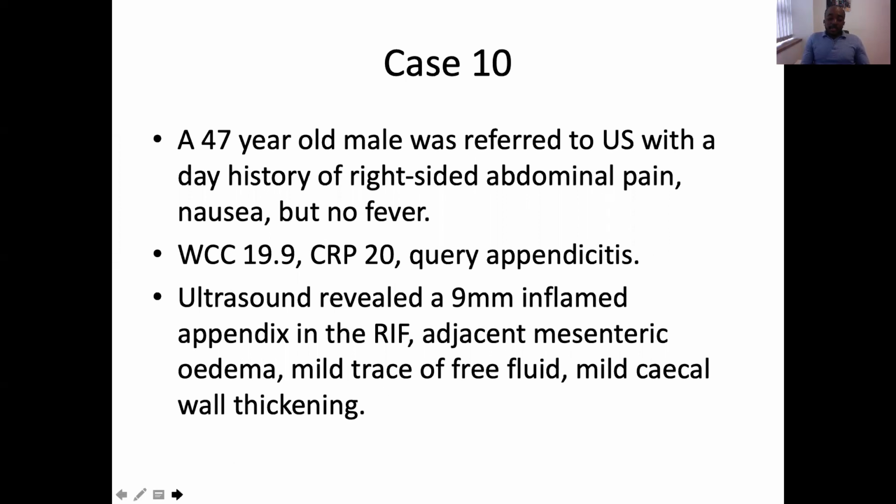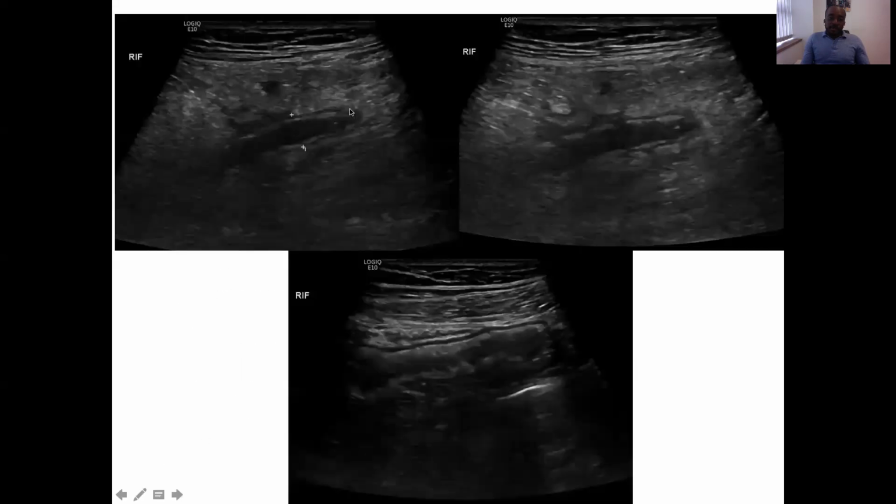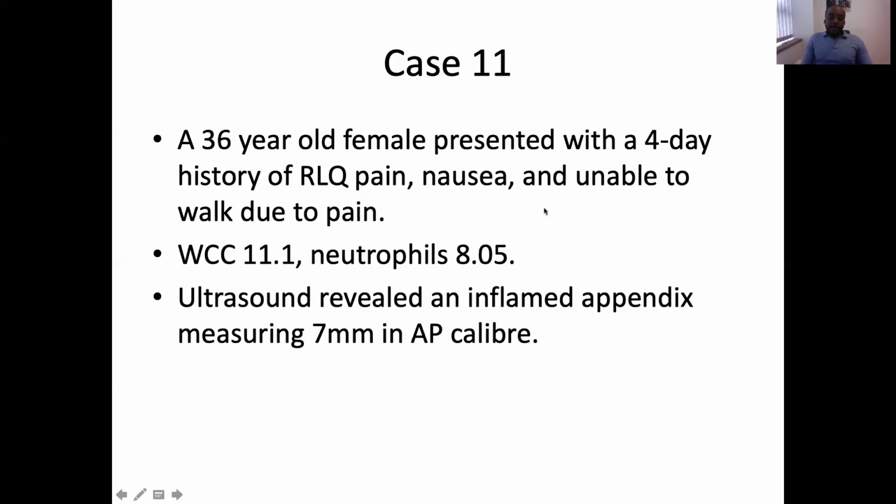fecal wall thickening. So this was a case of a 47-year-old male, and you can see the appendix inflamed here in the right iliac fossa, mesenteric edema all around it there, and you can see the thickening of the cecum there in the right iliac fossa. So features were consistent with appendicitis, uncomplicated appendicitis.